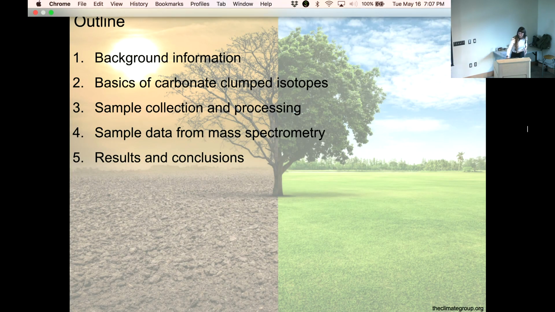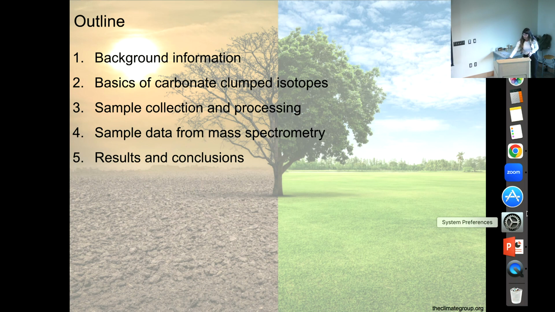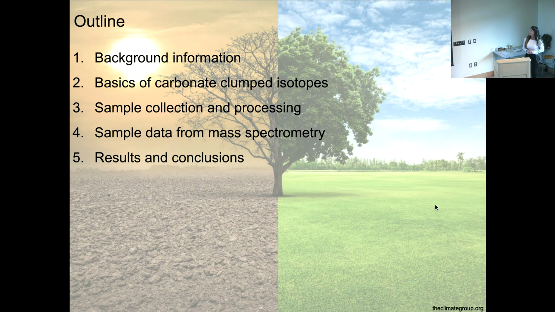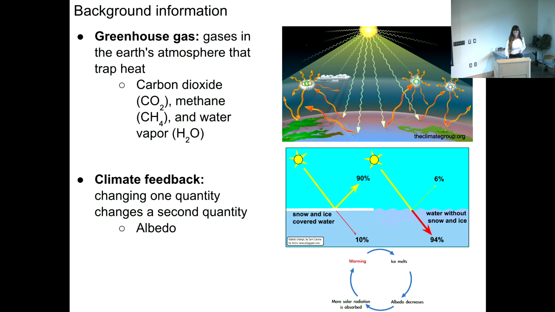Tonight in the talk, I will be starting out with some background information that is relevant to climate science, both modern and paleoclimate, just kind of a primer on some of the topics we'll discuss. Then I'll go into the basics of the method that I use, which is called carbonate clumped isotopes, and talk about what that is. I'll go into how we collect samples and how they're processed, and then how we take data using mass spectrometry, and then go into some results and conclusions that have been determined using this method.